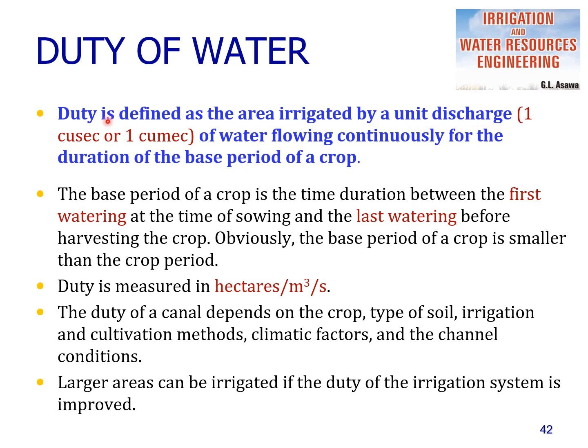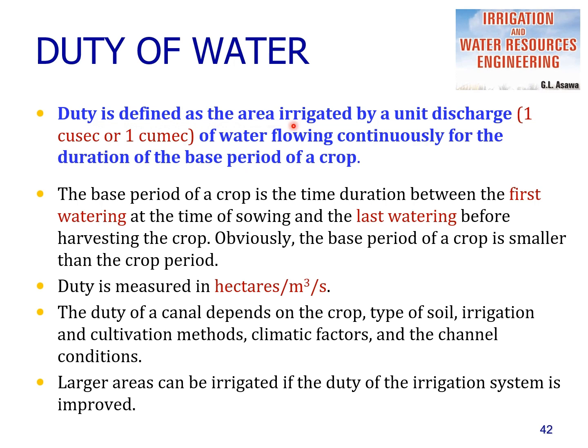Unit discharge means 1 cubic meter of water flowing continuously for the duration of the base period of the crop. And what do you mean by base period? Base period means from the first watering, when you do sowing, to the last watering before you harvest the crop. So from the first watering to the last watering, if the water flows continuously, then what area can 1 cubic meter per second irrigate? Okay, let me read it again.